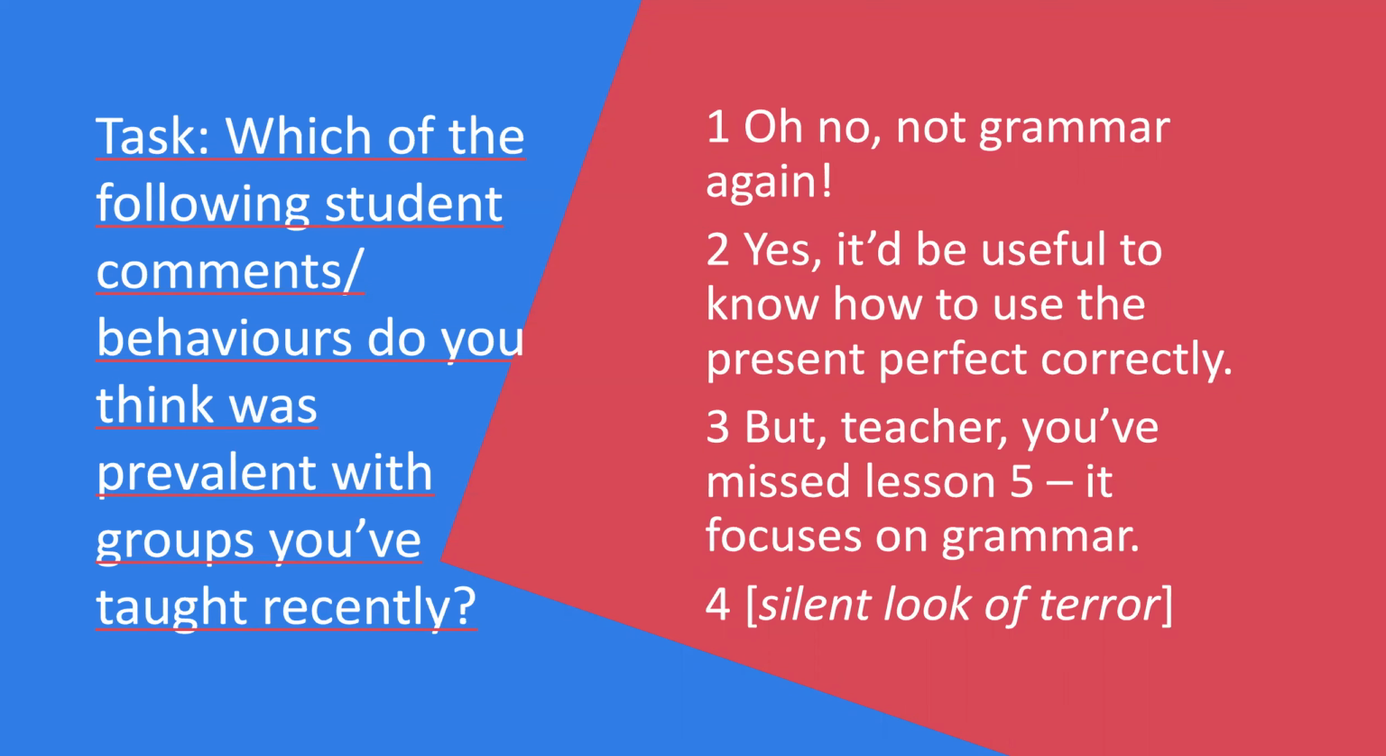Okay, again, we've got quite a range of attitudes or behaviors there. Number 1 represents a kind of sense of boredom, perhaps, the idea of learning grammar. Number 2 is perhaps a more pragmatic attitude. Number 3 is an anxious student who feels that they're missing out. And then obviously one of fear, the silent look of terror. So we'll stop that poll now.